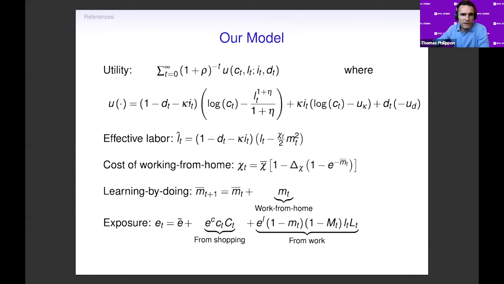Okay, and then the utility is people like to consume. They enjoy leisure. And then the key thing, of course, is they take into account that there is a risk of death and a risk of sickness. So if you are sick, so remember, kappa I, people are sick, then you have a disutility of sickness, UK. And if somebody in the household dies, there is a disutility, UD. So, and this 1 minus D minus kappa I, these are people who are healthy, and therefore they can work and consume.